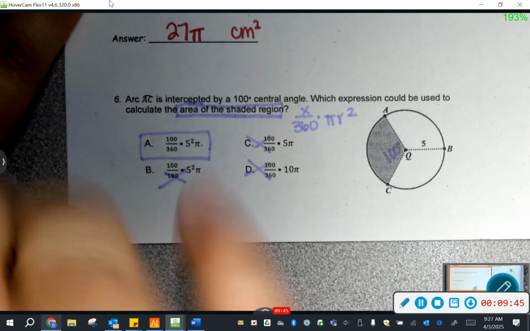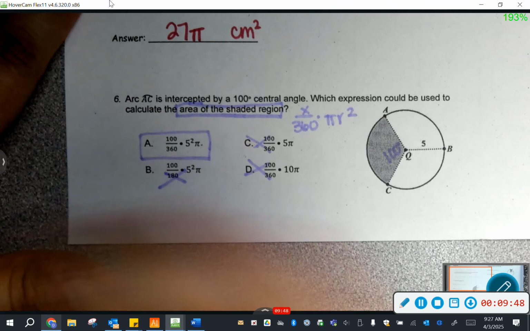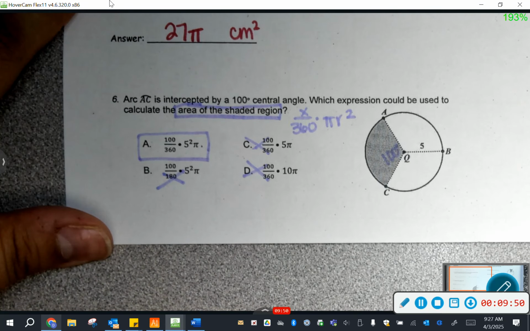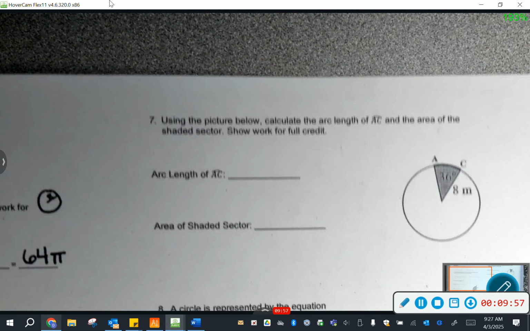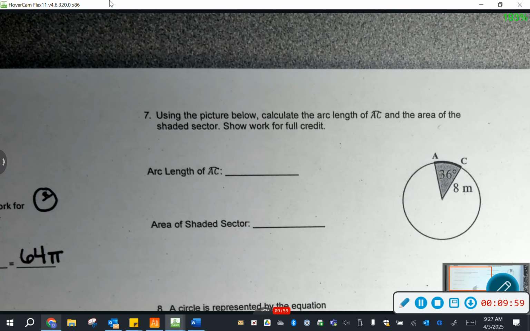I want you to do number 7 on your own. Go. You are going to get decimals. That's okay. Do number 7. Go. Now is a great time to ask questions if you're not understanding.